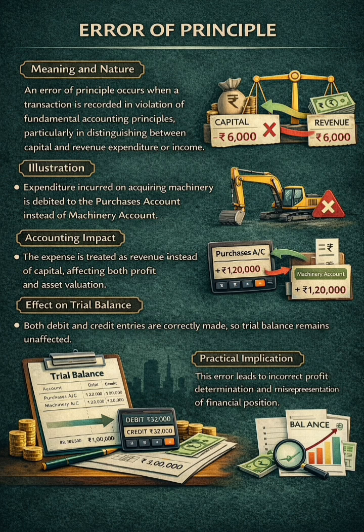Accounting impact. The expense is treated as revenue instead of capital, affecting both profit and asset valuation. Effect on trial balance. Both debit and credit entries are correctly made, so trial balance remains unaffected. Practical implication. This error leads to incorrect profit determination and misrepresentation of financial position.